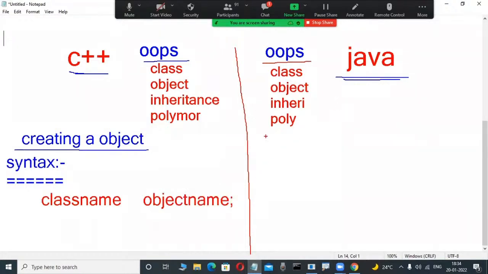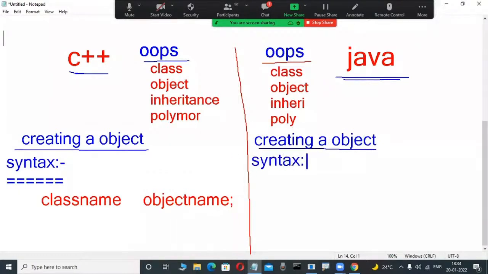Suppose we want to create an object in Java also. Now observe. What is the syntax for creating an object from the class in Java? Anybody technical, tell me roughly. Many fellows are good at Java and Python from academics. Yes, some fellows are telling correct: class name, space, object name equals new class constructor.